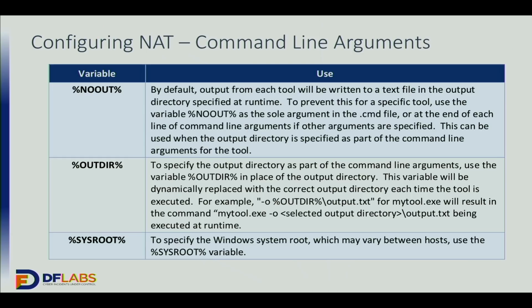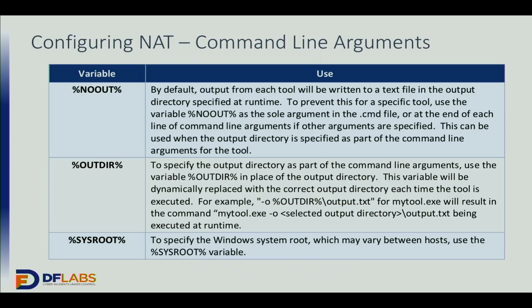So there's a couple of special commands that you can put inside the .cmd file that are specific to NAT. They're variables that allow you to do some special things, and NAT will replace these variables when you actually run the tool at runtime. So the first one is the no out variable. Basically, what that's going to do is tell NAT that it doesn't need to take care of the output. Right? So some tools, you can do a -o and specify the output directory. You don't need NAT to pipe that output for you into a file. So if you specify the no out command in the command file, NAT will not pipe that output out for you automatically.